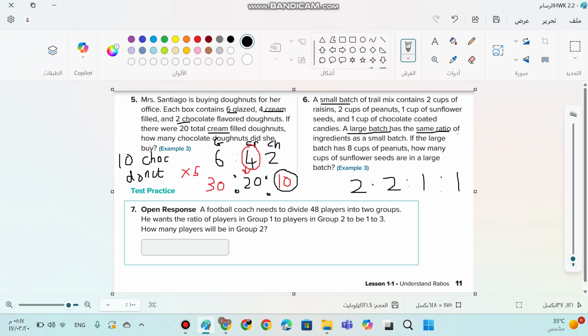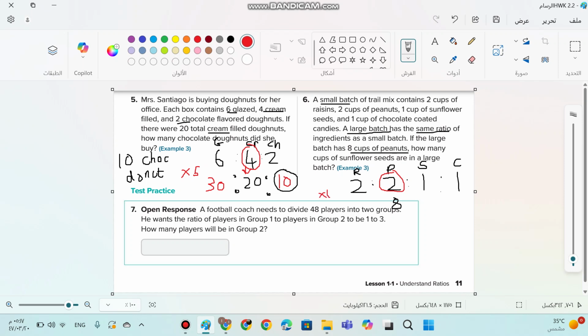Okay, so we need to multiply by something to scale it. If the large batch has 8 cups of what? Peanuts. Now let's go back. We need 2 cups of raisins, 2 cups of peanuts, 1 cup of sunflower seeds, call it S, and 1 cup of chocolate, R P S C.